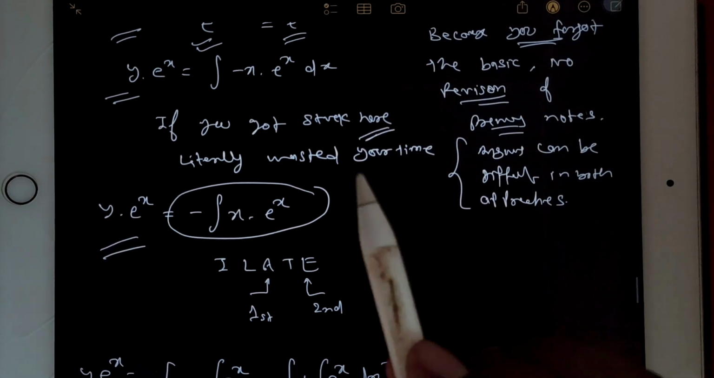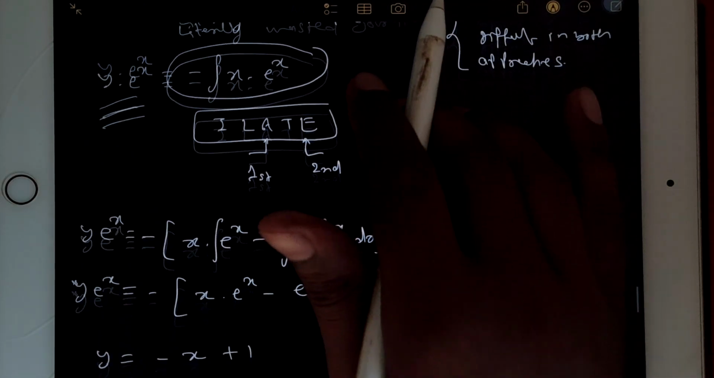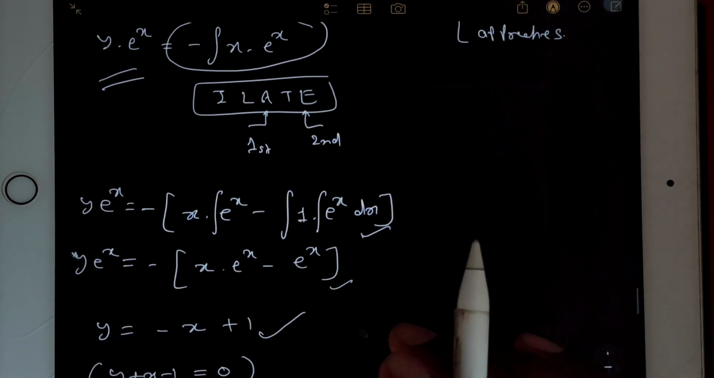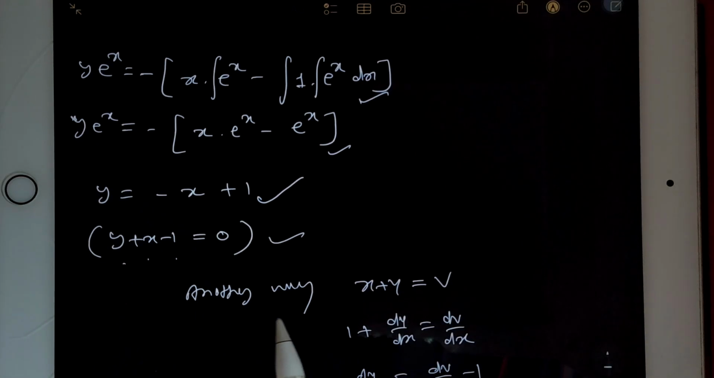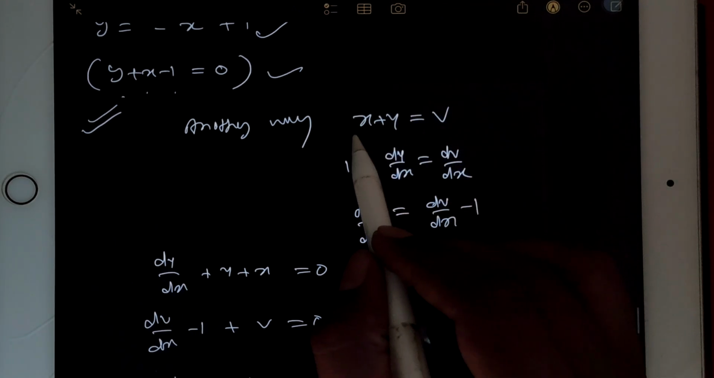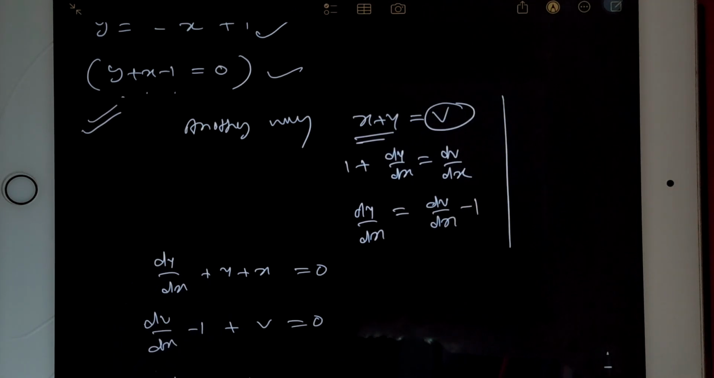Okay, if you got stuck here, it means literally you wasted your time. Then you use Euler's rule, and after that you solve, and then you will be getting y plus x minus 1 is equal to 0. Some plus or minus, please take care, but this is the best solution from my side. Now another way is x plus y is equal to v. Okay, so this is the fastest way.